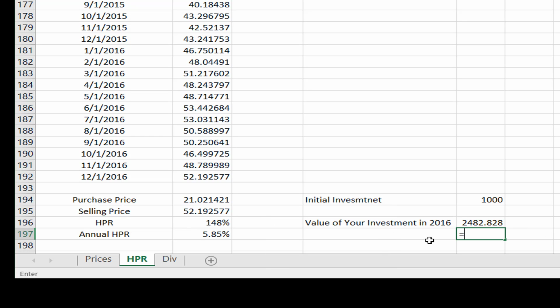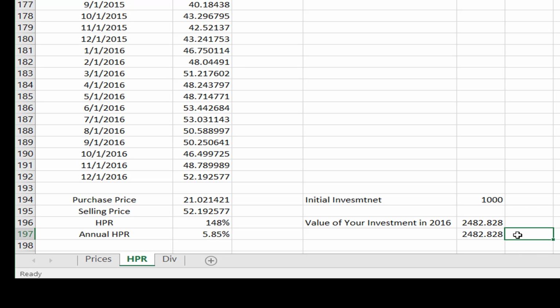Similarly, you can also do this. Your initial investment times 1 plus your annual holding period return, but there are 16 years during that period. That's why to the power 16, right? That gives us the total value of your investment in 2016. Either way, you get the same value.